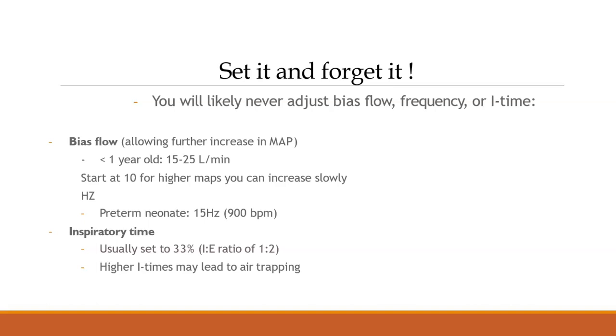Okay, bias flow. We usually start at 10 in the NICU. If you need a little bit more for the bigger kids, then you just add a little bit more. If you're trying to set a higher MAP, usually 18, something like that, and it doesn't let you set it, it's because you need more flow to set that MAP. So that means you have to go up on your bias flow. But once you get your MAP set, we rarely increase MAPs. We do sometimes, but you rarely have to increase them. So once it's all set, you're really not going to touch it again.